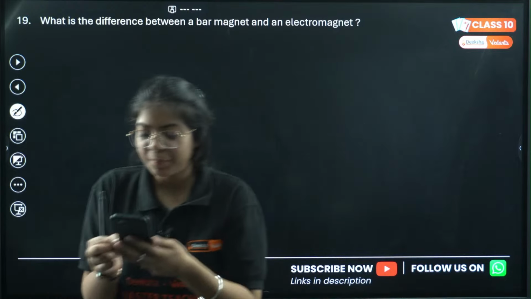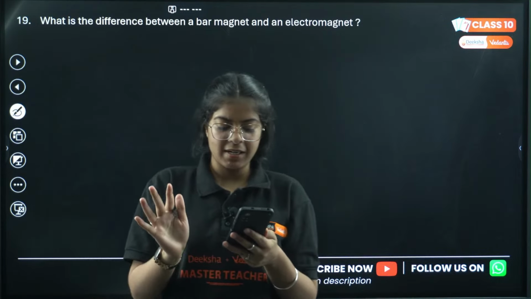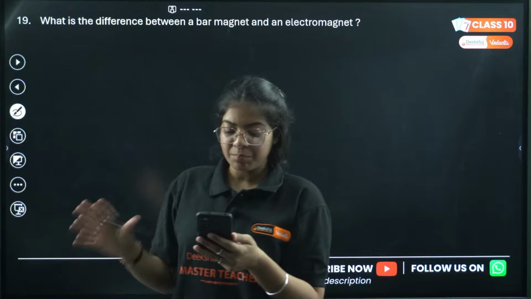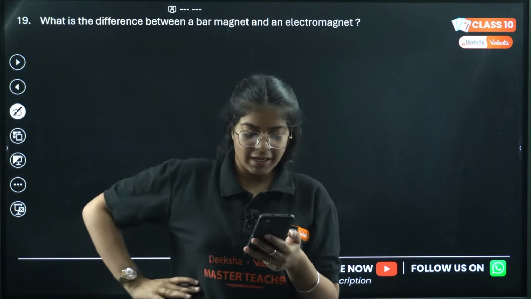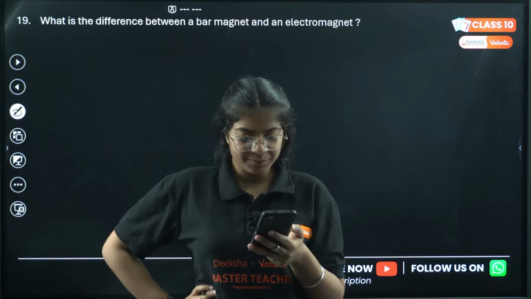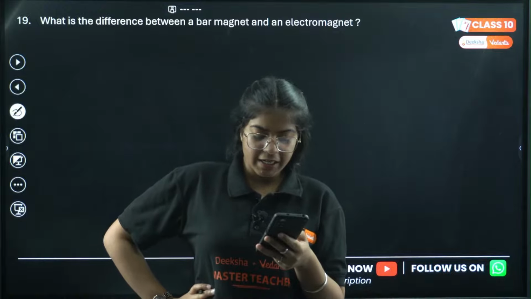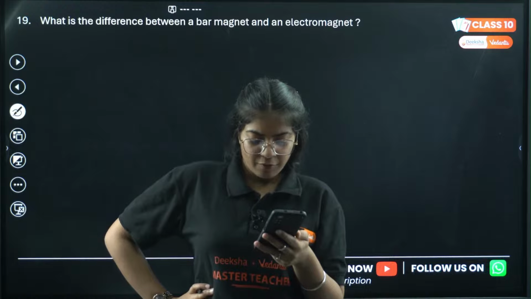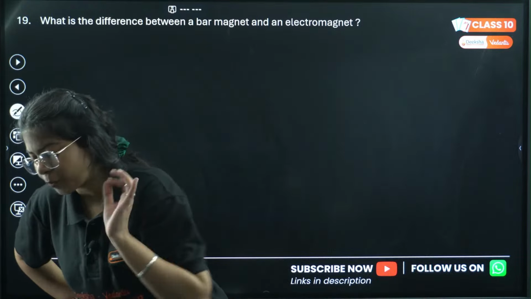Okay, there are answers. Let me read. The primary difference is that a bar magnet is a permanent magnet with a constant magnetic field, while an electromagnet is a temporary magnet whose magnetic field can be turned on and off by control. Correct. Bar magnet is permanent. Okay, an electromagnet can change the direction of current. Correct. Every one of you is correct. Flow of electric current through a coil of. Correct. Every one of you is super correct.